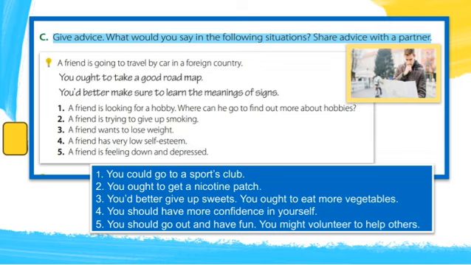It's also important to believe in yourself more. You should have more confidence. Trusting your abilities makes a big difference in achieving your goals. And don't forget, you should go out and have fun. Engaging in enjoyable activities keeps your spirits high and reduces stress. Finally, you might volunteer to help others. Giving back not only helps those in need, but also enriches your own life. These small but meaningful changes connect to the overall theme of taking positive steps toward a healthier, happier life.